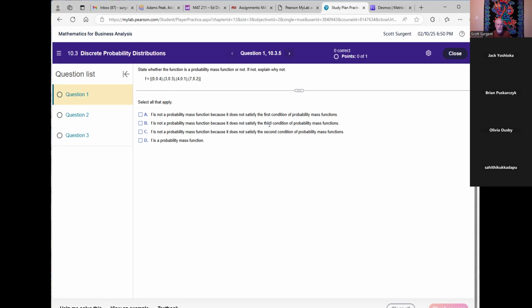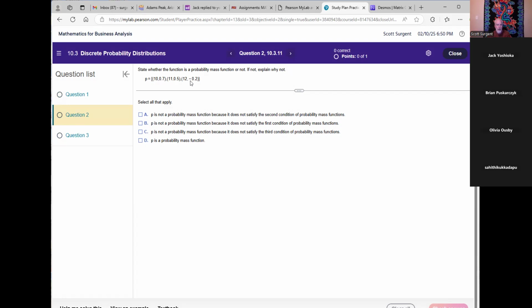I forget what the first, second, and third conditions are, but the probabilities must add to 1: 0.4, 0.3, 0.1, 0.2, and that works. So this actually is a probability mass function. This one right here. Does everybody see that? So the answer should be D. Let's look at the second one. Ah, this one can't be. That negative is illegal. You see that?